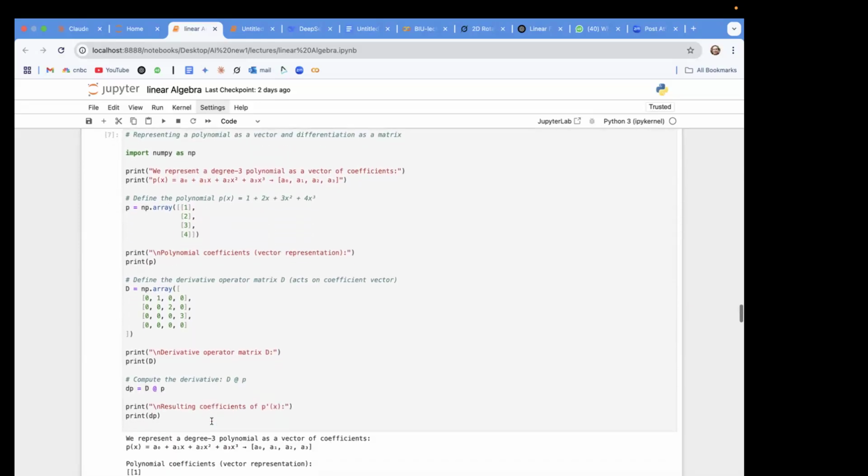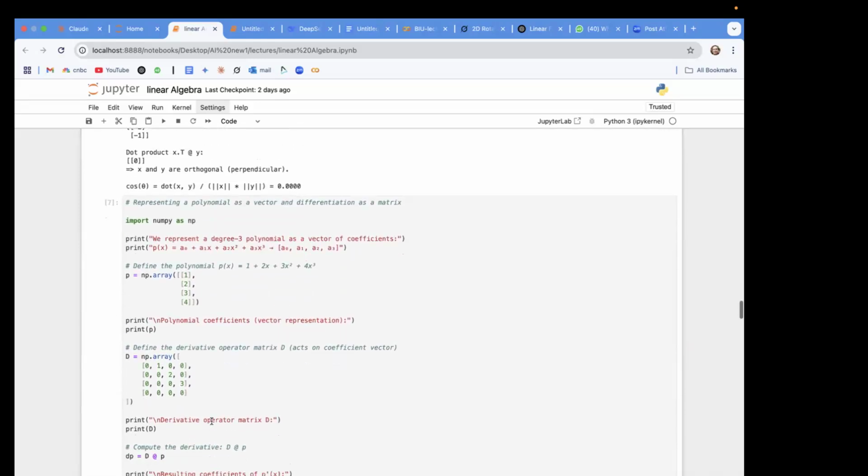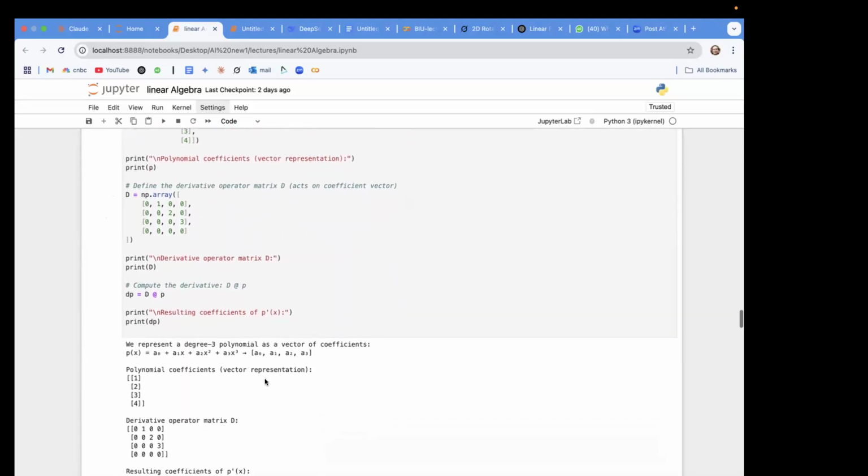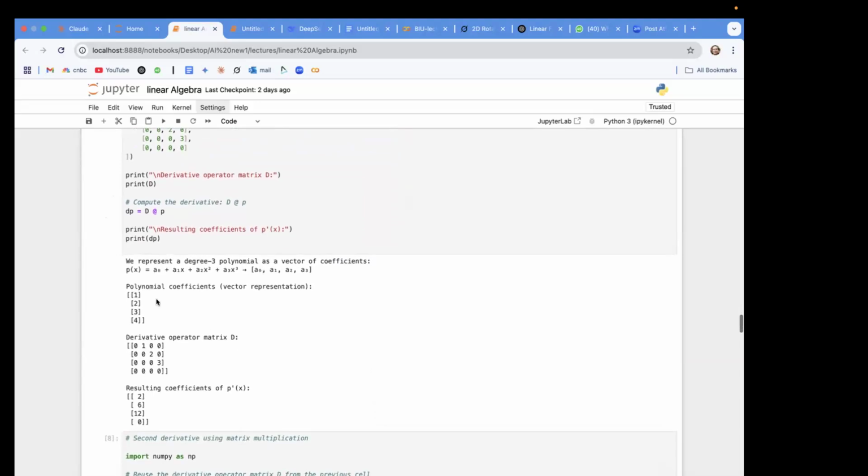Okay? If you want, in 1 second, I will demonstrate it. See here, it defined the polynomial 1 plus 2x plus 3x squared. This is how the polynomial would look. This is the derivative matrix. And if we multiply this matrix by this vector, we should get the right answer. In other words, the derivative. Okay, so let's see. So this is the matrix. This is the original vector. And this is the result.